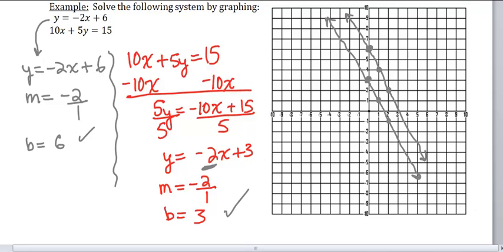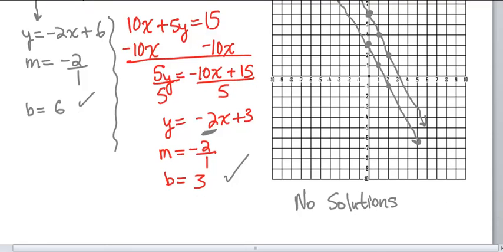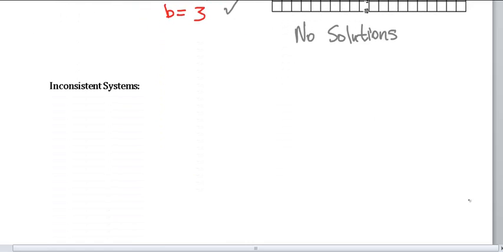When this happens, our solution is where they intersect. Well, since they're parallel, they don't intersect. That means I have no solution. Anytime this happens, we call this type of system inconsistent.